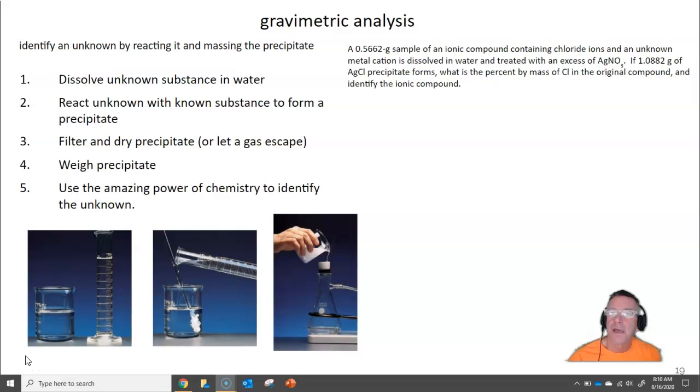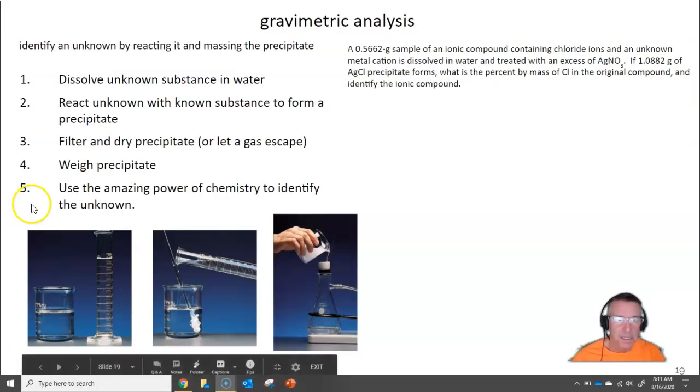Let's say you have an unknown solid. You'd like to know what it is. You dissolve it in water. You react it with something that forms a precipitate. These are oftentimes heavy metal salts, since they oftentimes form precipitates. And then you weigh that precipitate and back calculate what you must have started with. I'll go over the procedure and we'll solve a problem.